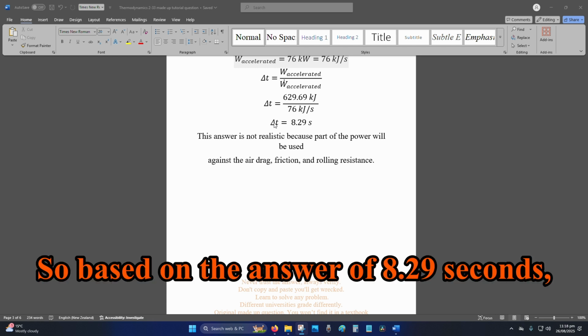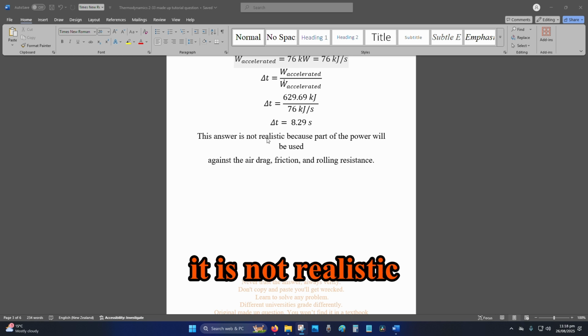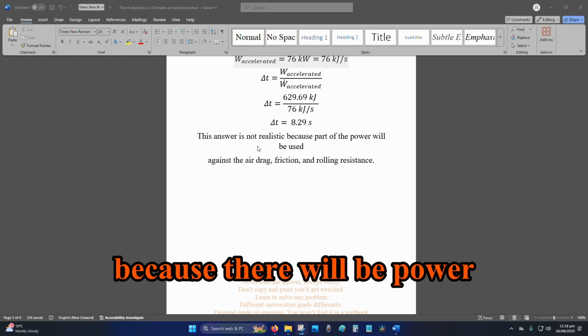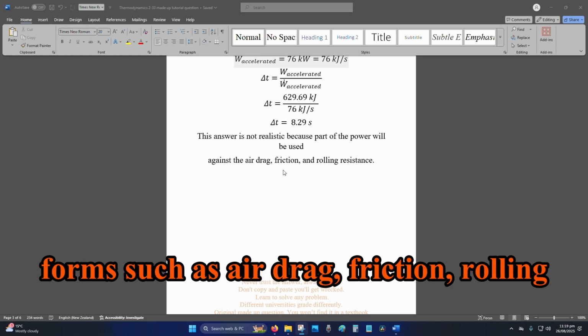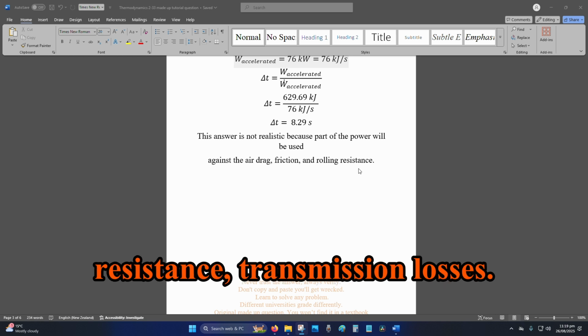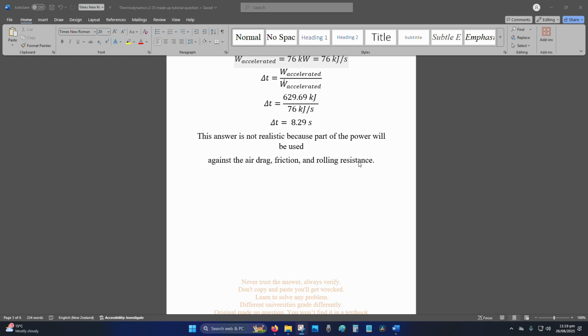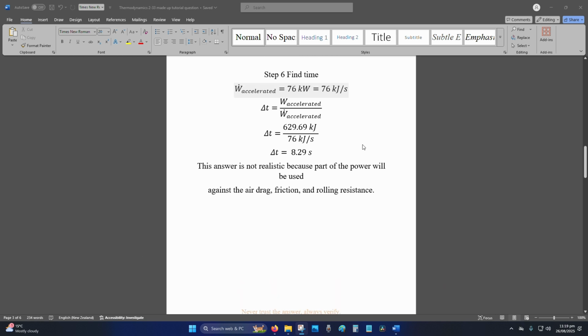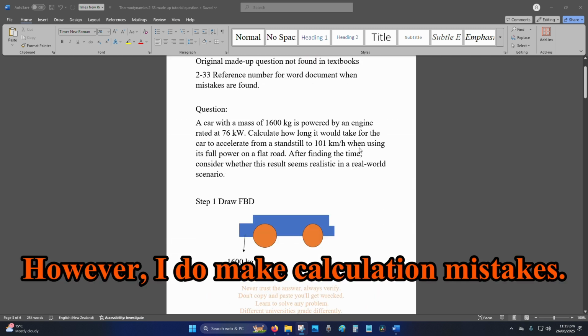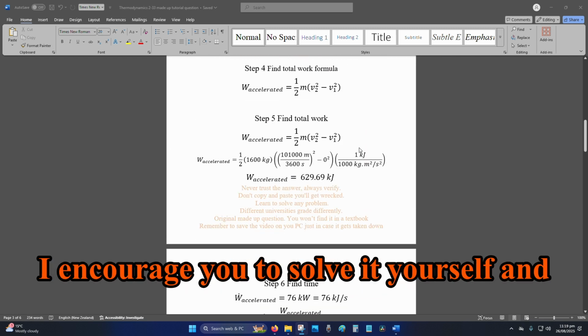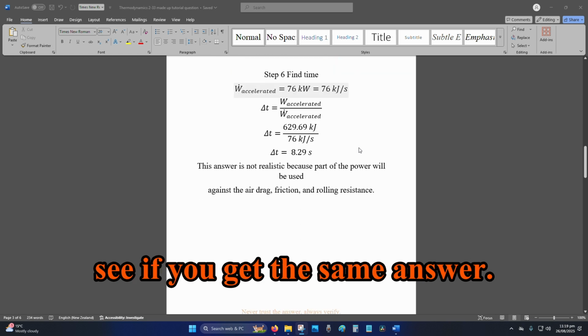Based on the answer of 8.29 seconds, it is not realistic because there will be power losses and mechanical losses in different forms such as air drag, friction, rolling resistance, and transmission losses. Disclaimer: the method is correct, however, I do make calculation mistakes. I encourage you to solve it yourself and see if you get the same answer.